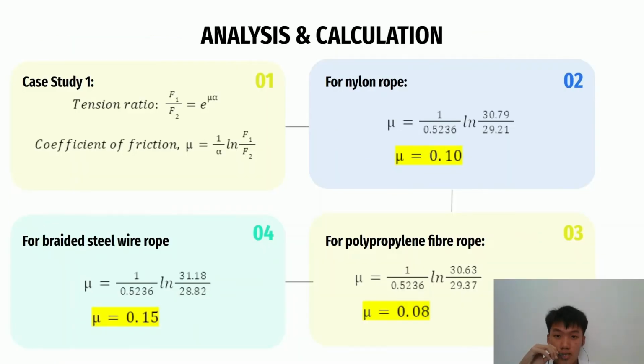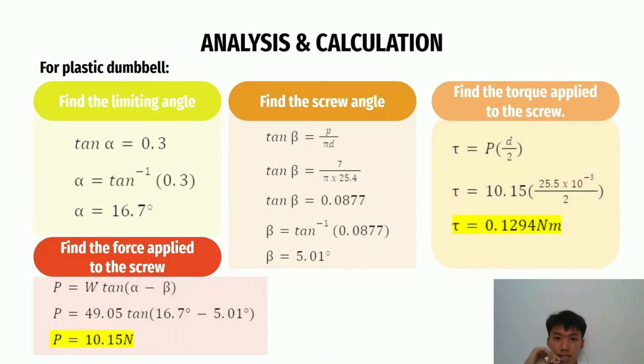For the first case study, we use the tension ratio formula to find the coefficient of friction, and after that we substitute all the information and data given and calculate the coefficient of friction of each type of rope. For the second case study, we need to first find the limiting angle, second find the screw angle, third we find the force applied to the screw, and lastly we find the torque applied to the screw.